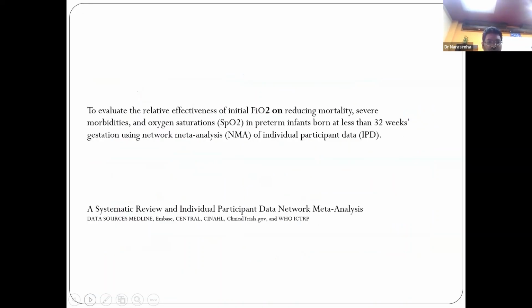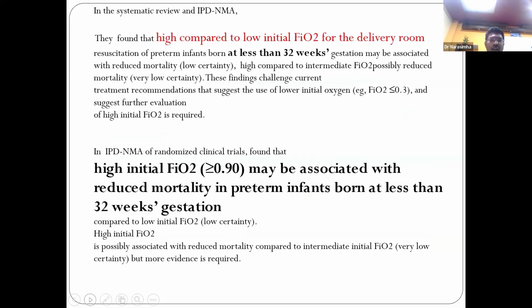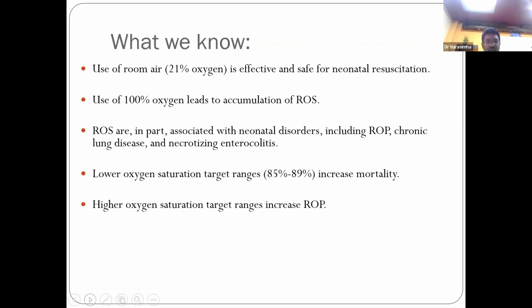This is one more study, a systematic review and individual participant data network analysis. It also looks at FiO2 and reducing mortality. Can you go to the next slide, please? They compared higher versus lower initial FiO2 for delivery room resuscitation of premature infants born at less than 32 weeks of gestation. As per this, higher FiO2 may be associated with reduced mortality in preterm infants born at less than 32 weeks, compared to lower FiO2. Higher initial FiO2 is possibly associated with reduced mortality compared with intermediate initial FiO2 or a very low FiO2.